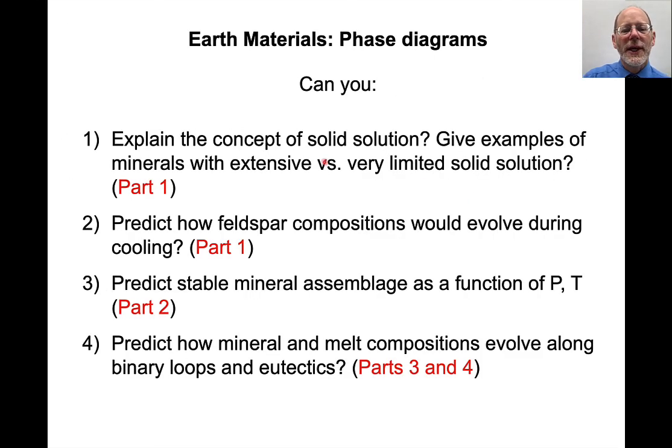Okay, so at this point, I hope that these first three concepts are pretty solid. Also, that students are able to understand binary loops. And I know I didn't talk about eutectics very much. I just wanted to introduce this concept that there is a eutectic, this minimum on a phase diagram, because if you take courses in igneous petrology, you find that eutectics are really important for understanding granites and basalts.